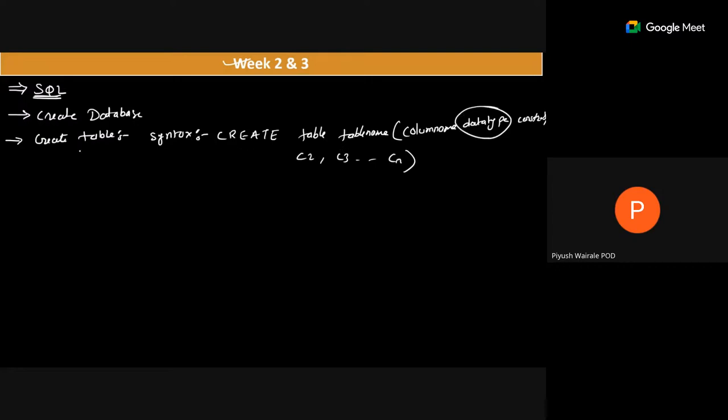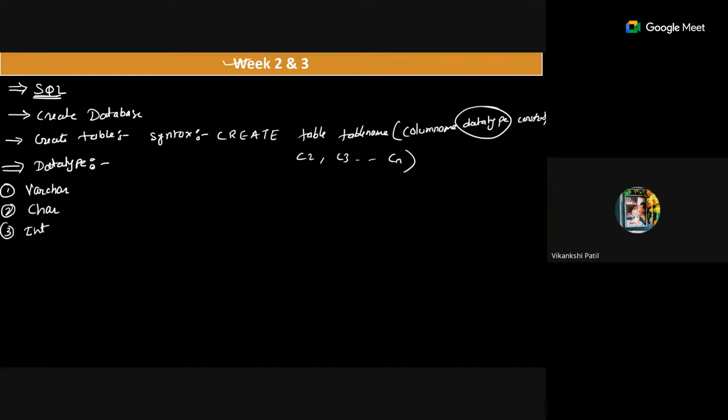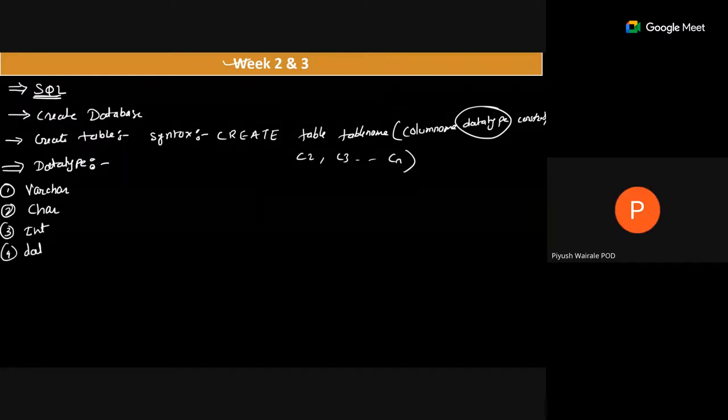Now what are the different types of data types in SQL? We have discussed data types. Tell me the different types of data types we have discussed. Varchar, then char, then integers, date. Yes, the date data type is there. Then numeric, right? Numeric(a, b). So these are the few mostly used data types that we have discussed in this course.